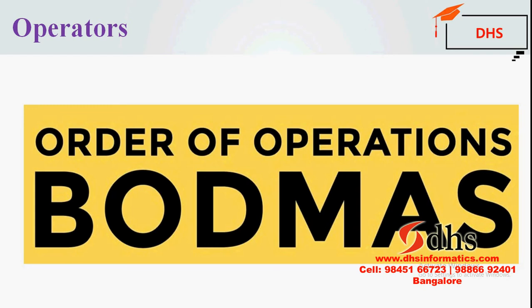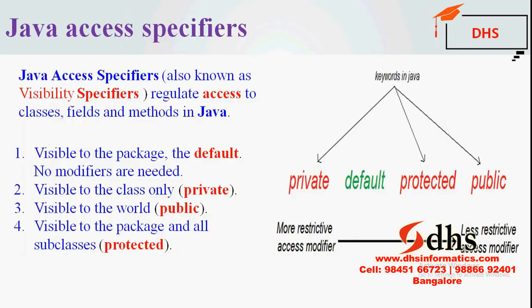Next we have Java access specifiers. Java access specifiers regulate access to classes, fields and methods in Java. Now we have 4 access specifiers: private, default, protected, public. Default means what? You are not going to specify any modifiers. So it means visible to the package. Package means what? Group of classes or group of interfaces.